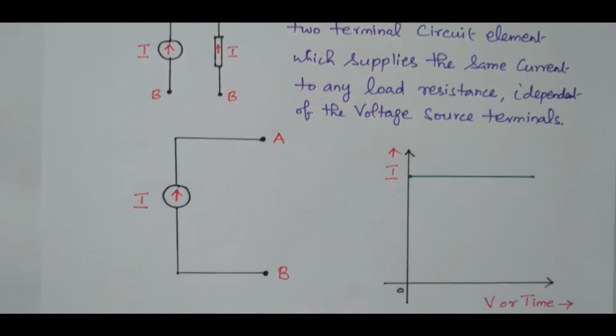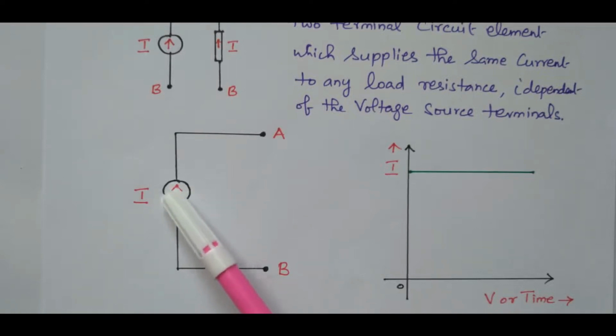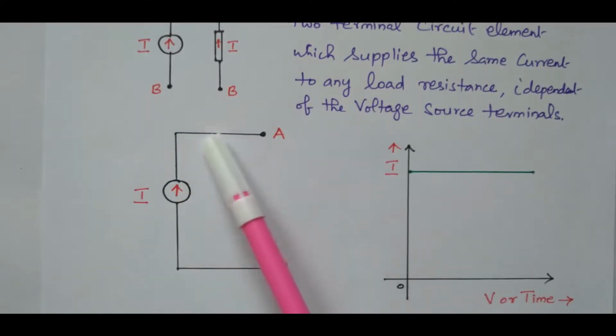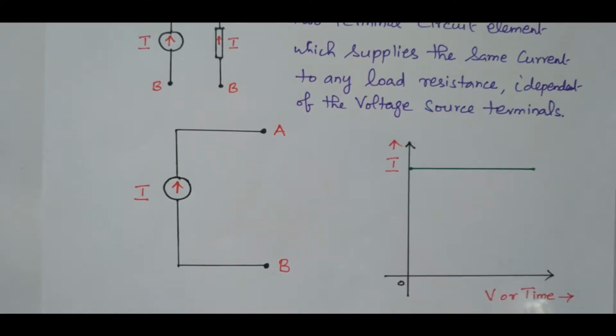The circuit is represented here. So this is the current source. The current is flowing to the terminals A and B. The graph is drawn between voltage or time with respect to current. Whether the voltage increases or decreases, or the time increases or decreases, the current remains the same. The current is always constant. It will not vary with either voltage or time. This is possible only in the ideal current source.